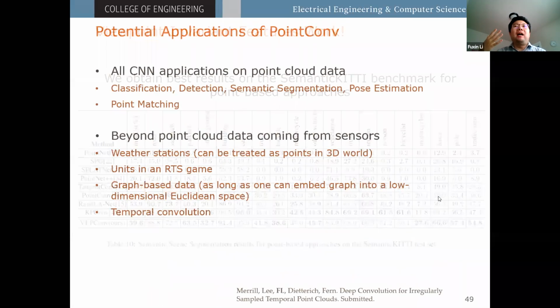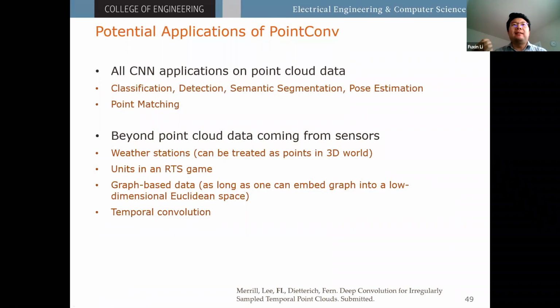It can also be applied to many other different domains. You can think about a lot of things as point clouds. I mean, anything that's irregularly spaced in low-dimensional Euclidean space. Lidar stations, RTS game units, and also temporal stuff.